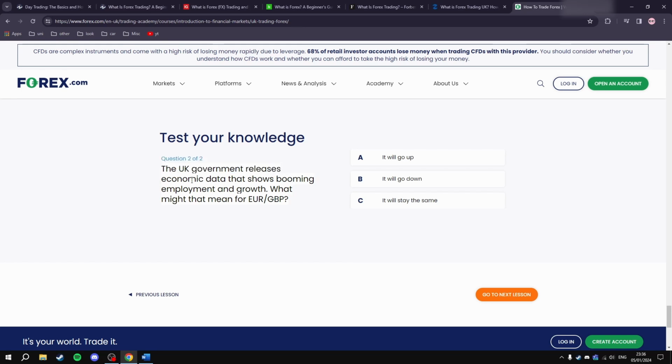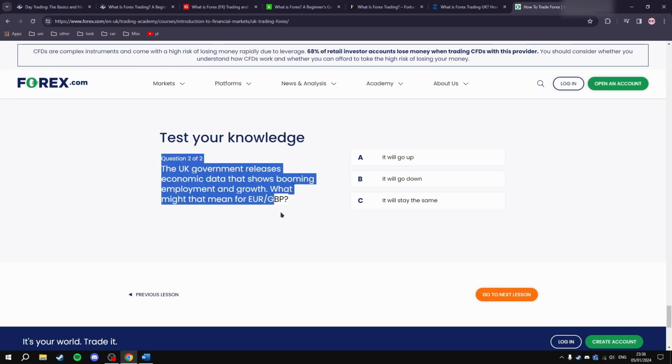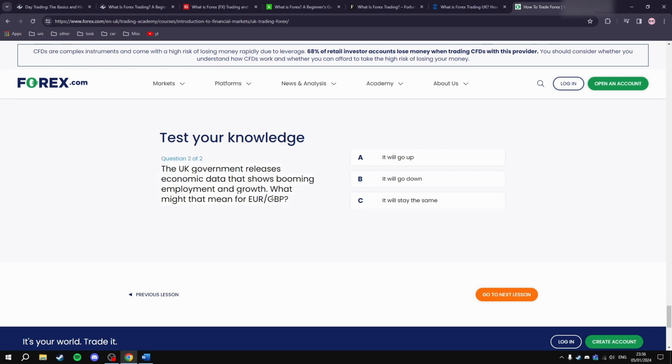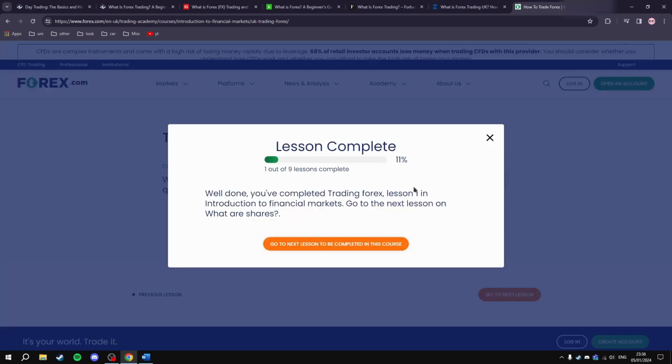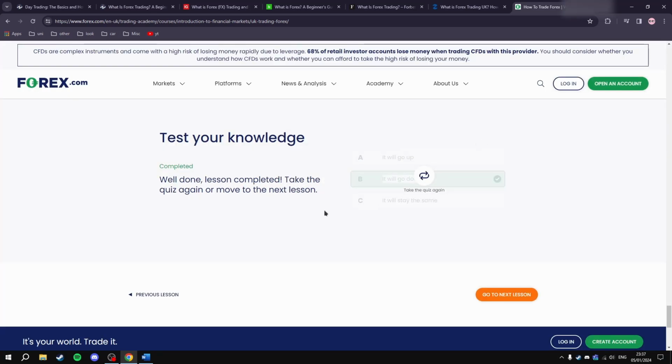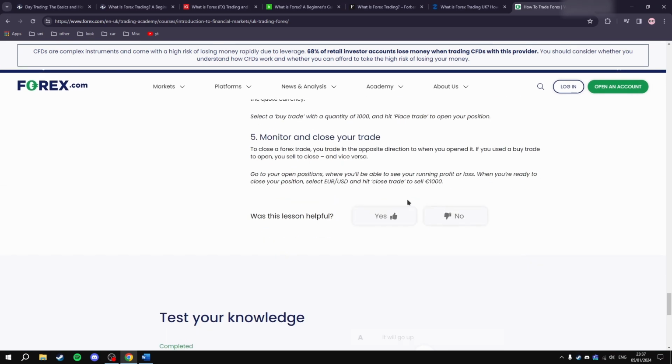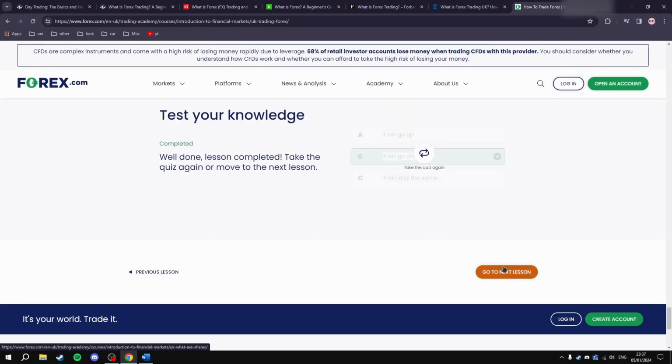The UK government releases economic data that shows booming employment growth. What does that mean for GBP/USD? It'll go up. Wait, booming employment and growth. So GBP is on the rise. If GBP is on the rise, then it will go down, because the quote currency is doing well compared to the base currency.